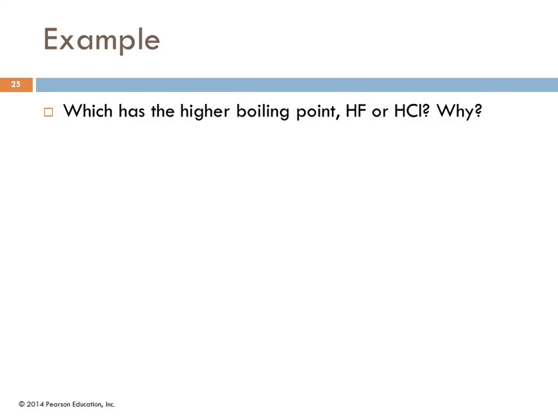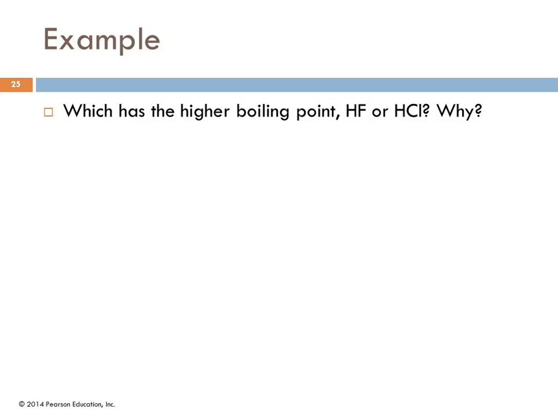So which has the higher boiling point, HF or HCl, and why? HF, because it can hydrogen bond. Both of these molecules are polar. They're diatomic molecules, hydrogen fluorine, hydrogen chlorine. The difference is HF has an H-F bond, a hydrogen fluorine bond, and so it can hydrogen bond. Now HCl is going to be a little larger, right? Because chlorine has a molar mass of 35 and fluorine has a mass of 19.